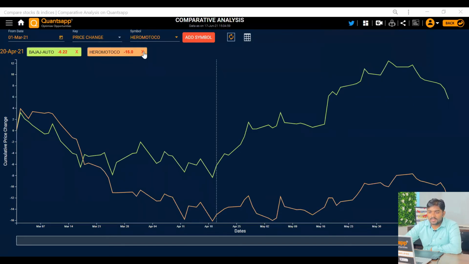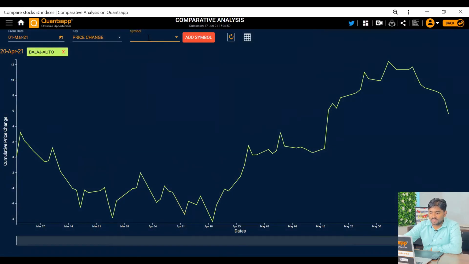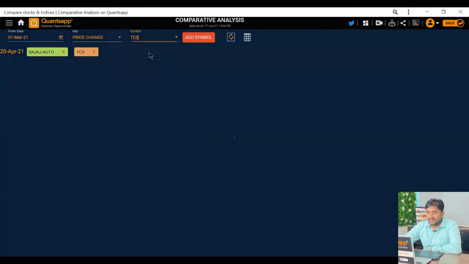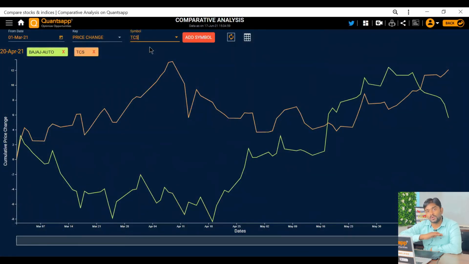Now let me remove this and I'll add TCS in this. So these two are less related. See, these two stocks are moving in totally opposite directions. One is going up, one is going down. When one is crossing up, the second one is going down. So you can see this kind of relationship in any particular stock if you want.